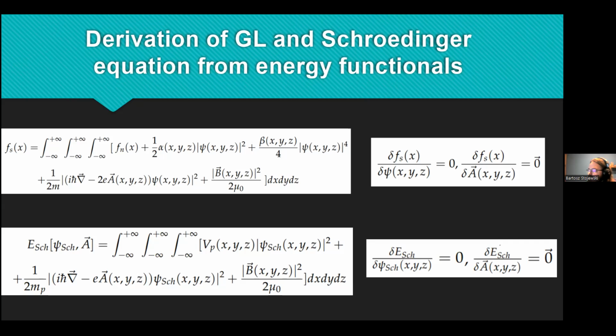We recognize that the potential energy term is analogical to the alpha term. Hence, the confining potential Vp plays the role of alpha. This will be the basic assumption behind the numerical mapping between Schrödinger formalism and Ginzburg-Landau formalism. Similarly as before, the equation of motion and probabilistic current density can be obtained by the setting shown on the bottom right of the slide.